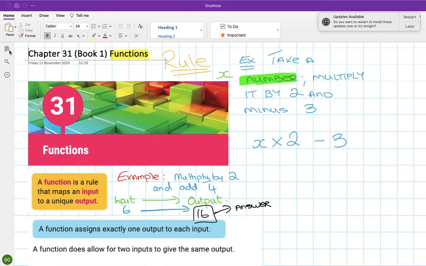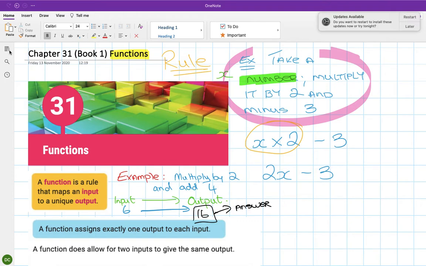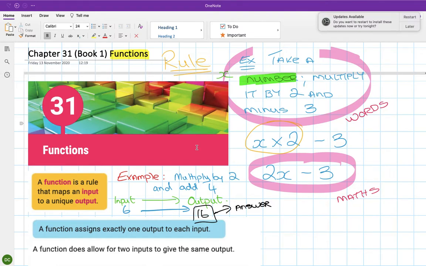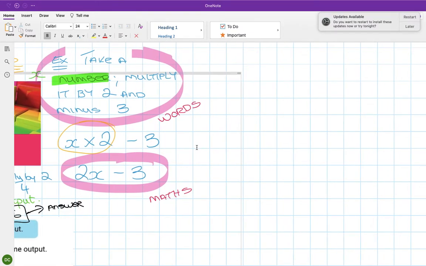Now this bit here, that's not how we write x times 2. We never write it like that. When we multiply a number by a letter, we always write it like this. So x times 2 is just 2x, and then minus 3. So this rule, or this function, is the same as this function. One is written in words, and one is written in maths. Okay, I'm going to try another one here.